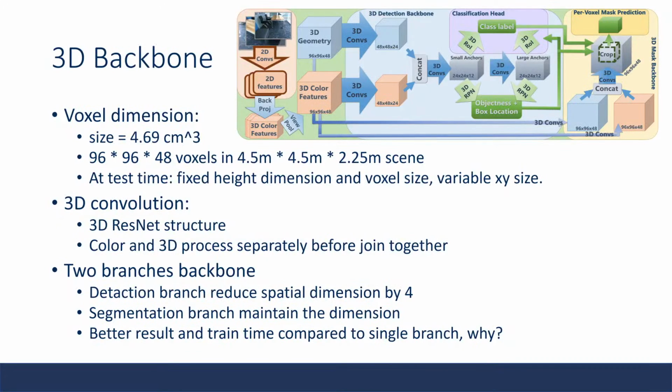One interesting part here is that they use a two-branch backbone. The detection branch reduces the spatial dimension size by 4, yet the segmentation branch maintains the same dimension. This can improve the result and the training time.